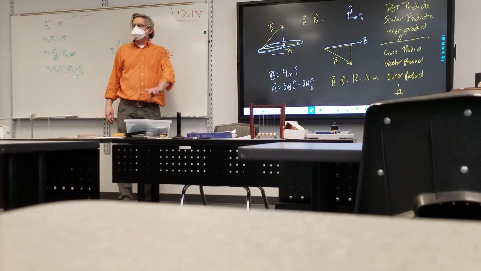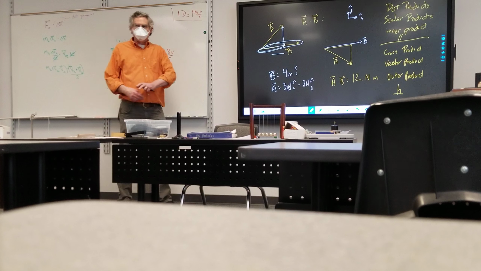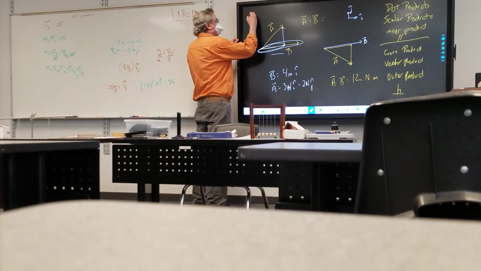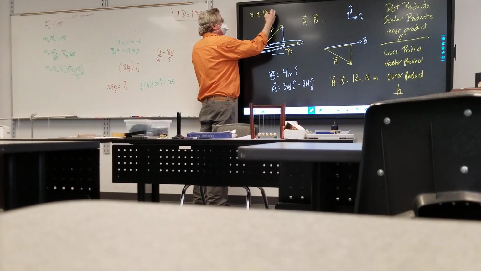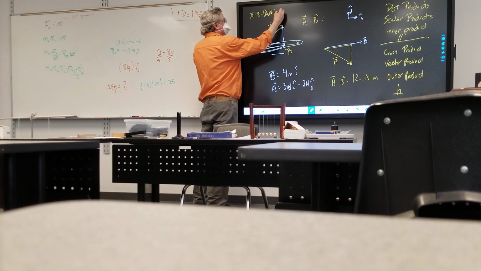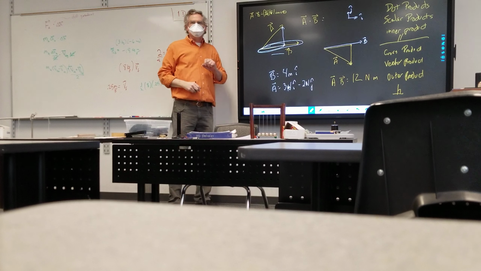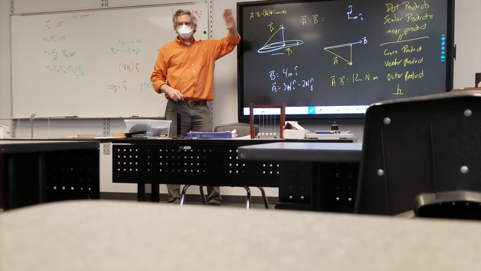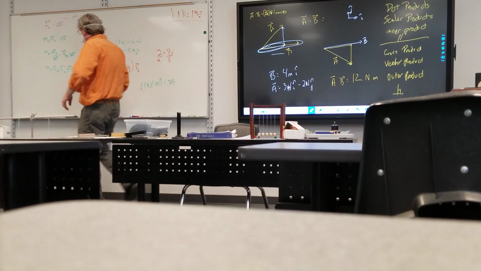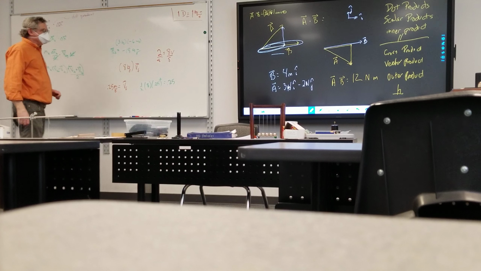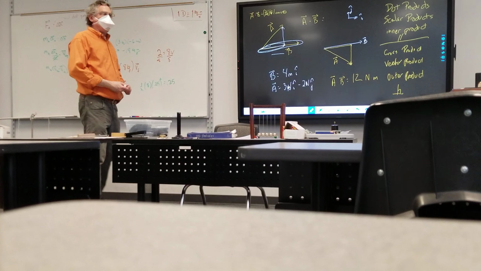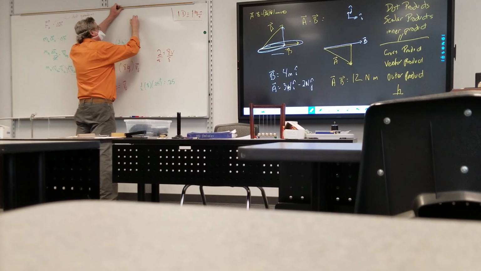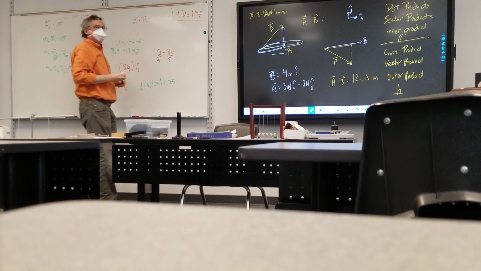I'm going to do a 10-second aside. This is for those who've had trig. A dot B is also the magnitude of A times the magnitude of B times the cosine of the angle between. If you haven't had trig, don't worry about it. That's just an aside for those who've had it. So if I take my vector A and do the dot product with itself, what do I end up with?